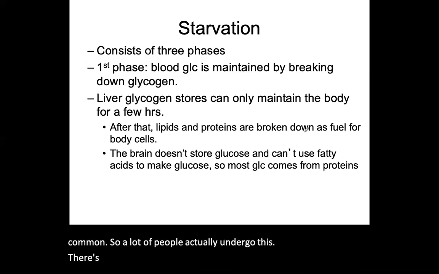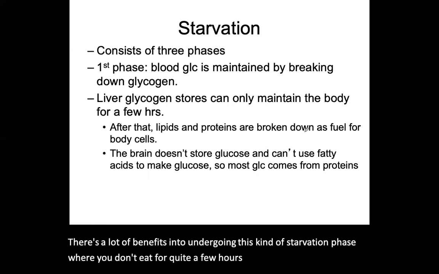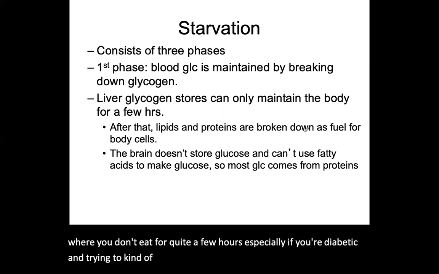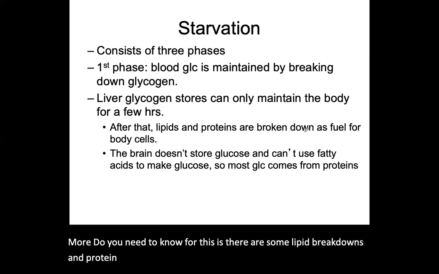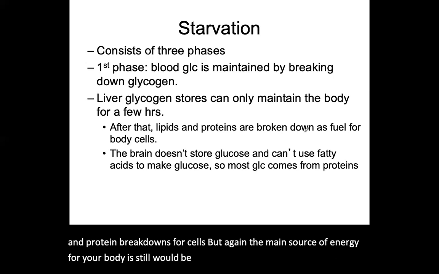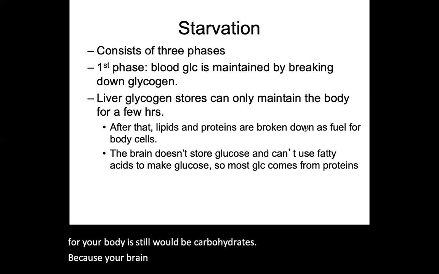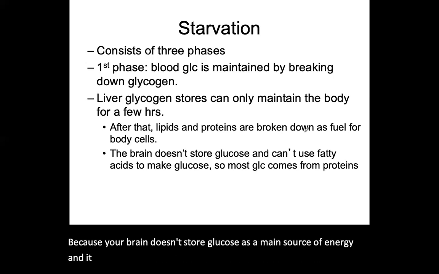There are a lot of benefits to undergoing this kind of starvation phase where you don't eat for quite a few hours, especially if you're diabetic and trying to balance out your glucose level. But what you need to know for this is there are some lipid breakdowns and protein breakdowns for cells, but again, the main source of energy for your body still would be carbohydrates. Because your brain doesn't store glucose as a main source of energy, and it requires the help of the body to receive that glucose, most of that glucose comes from protein through the process of gluconeogenesis.